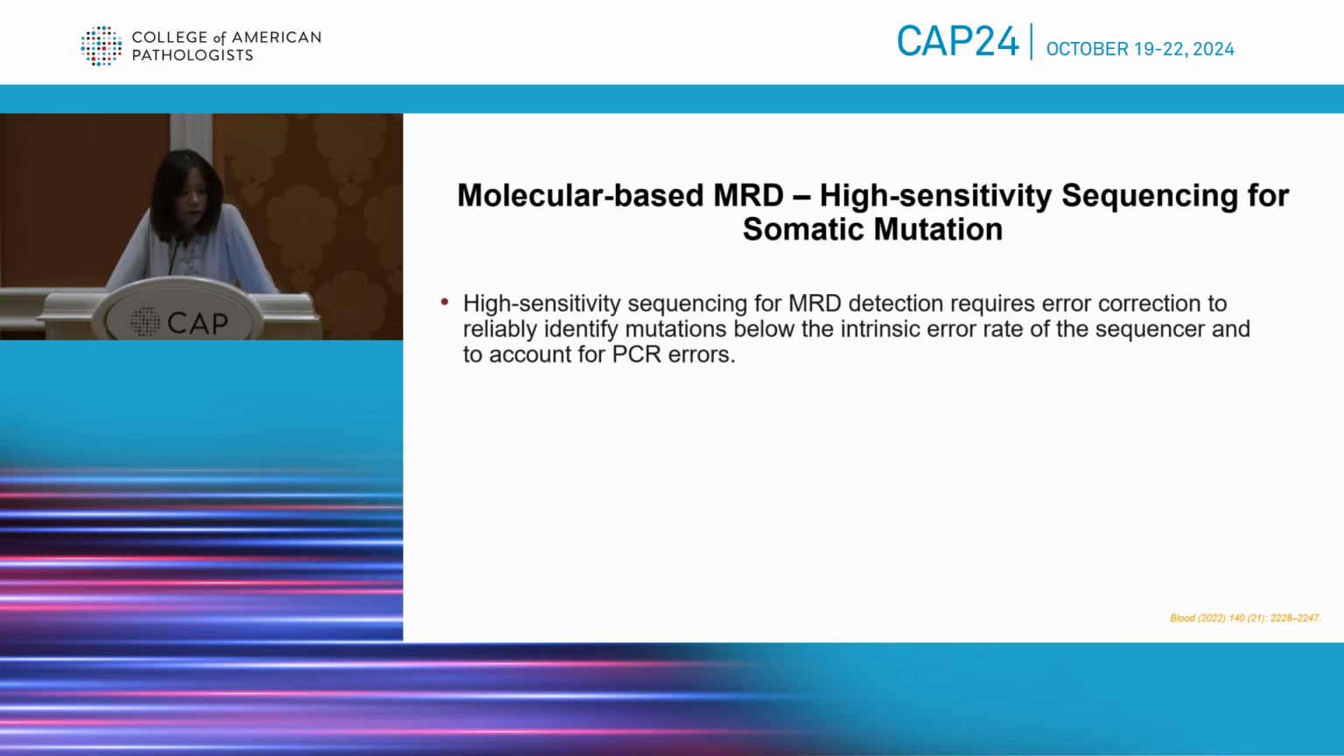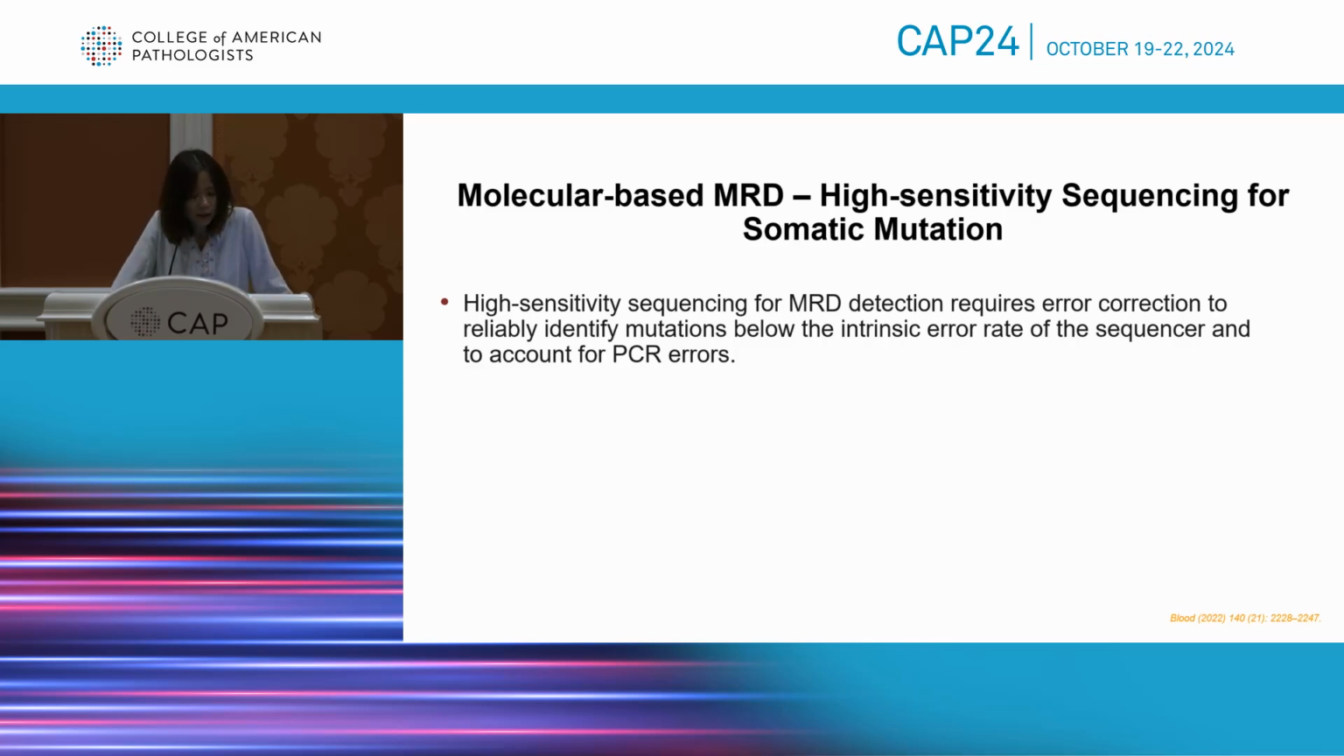The second method we're going to talk about is high sensitivity sequencing for somatic mutations. We can identify somatic mutations in any sort of cancer. Can we just trace that mutation and see if there is still disease? Of course, but we cannot do it in a regular way. It has to be high sensitivity sequencing. What do we really mean by high sensitivity? It requires an error correction step.